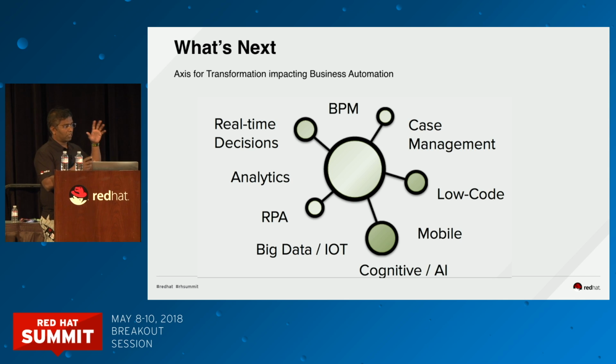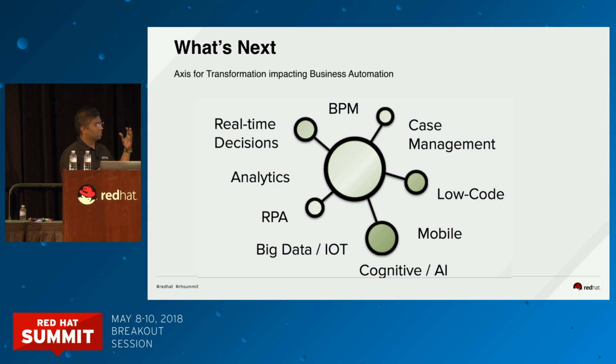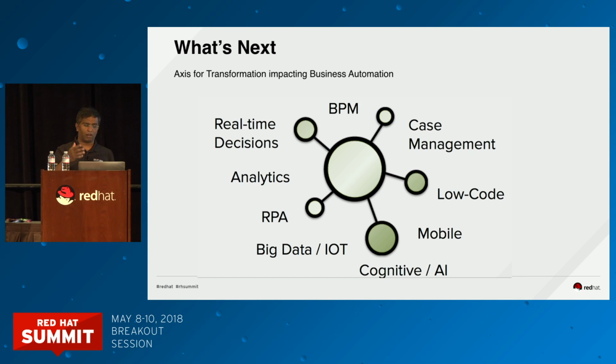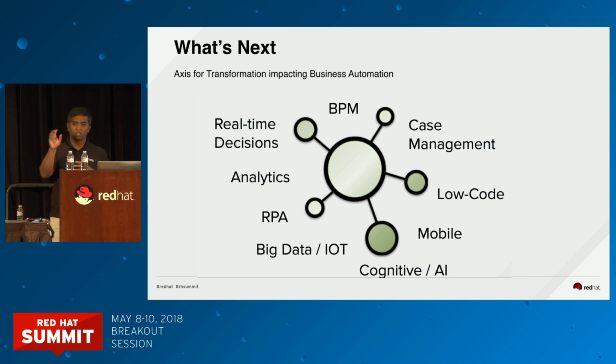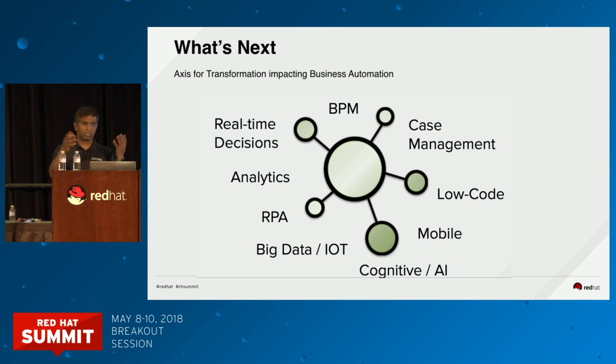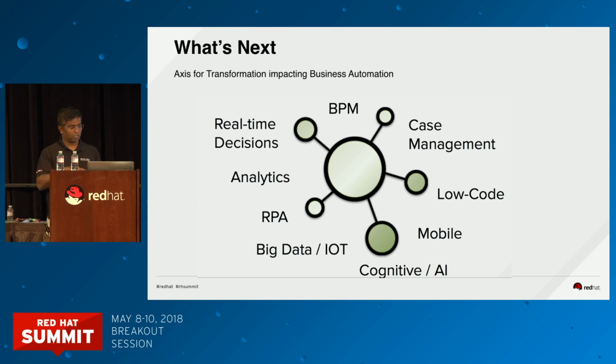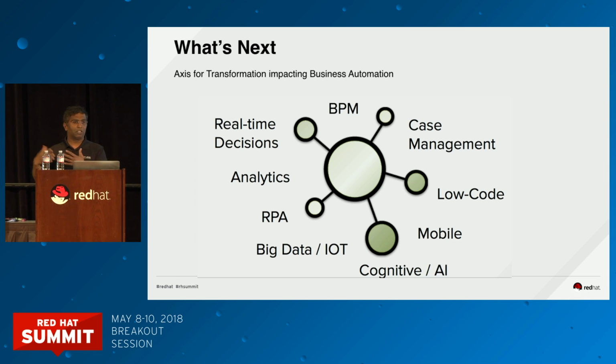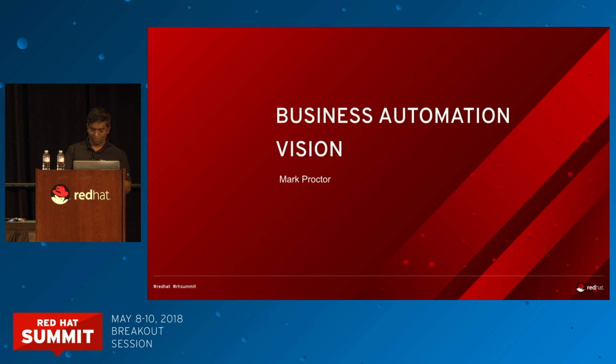There are things that are impacting the marketplace that we are in, whether it's real-time decisions, analytics, RPA, or cognitive AI. A lot of our customers are using technologies like Spark and bringing them together to build really sophisticated solutions, and low code and so forth. There are a lot of developments happening in the community touching each of these areas. So from here, I want to bring Mark to share some of those highlights.